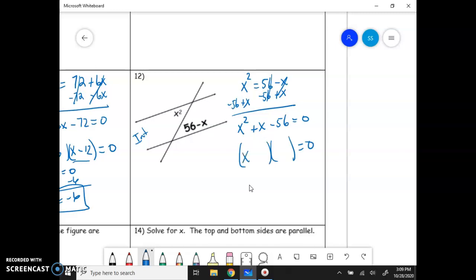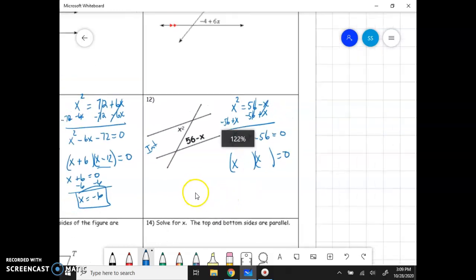Remember, it's going to be x and an x. And we're looking for two numbers that multiply to -56 and that add up to +1. All right, so you guys can finish that one out.